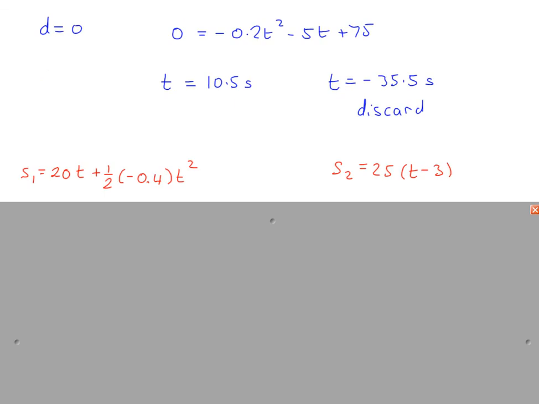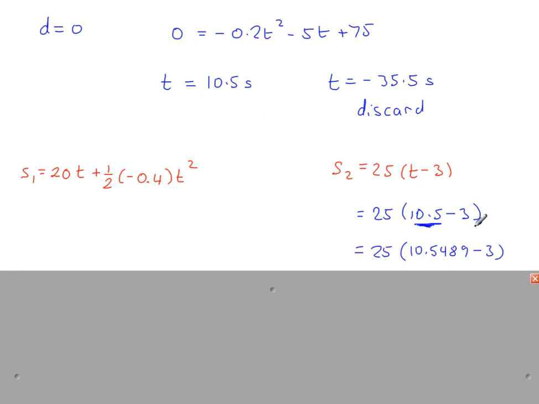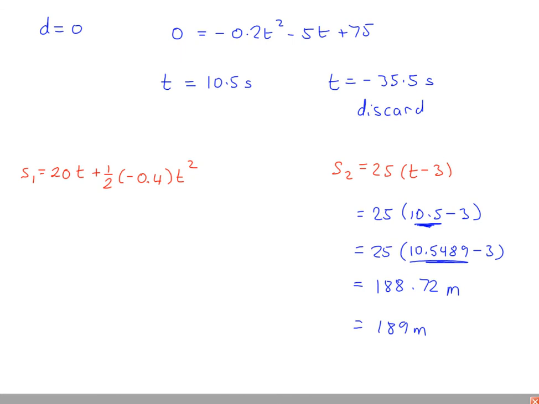To work out the distance from O, we can use either of these two formulae. This is the easier one. We substitute numbers in. We should actually use a more accurate figure for T rather than 10.5. That's a rounded value. So this is a more accurate value here. And rounding to 3 significant figures gives 189 meters.